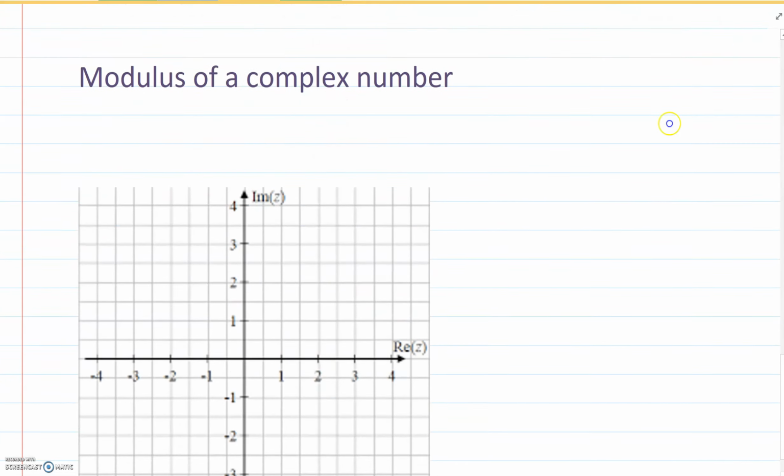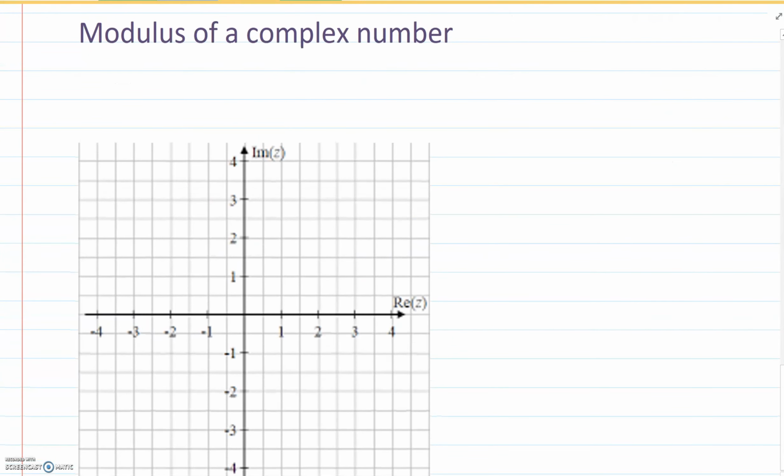So the second and final thing that I want to talk about is the modulus of a complex number and what that is and how you would work that out. The modulus of a complex number. So let's say that we have z1 and we'll use the numbers from before. We have 3 plus 2i. The modulus is written like this.